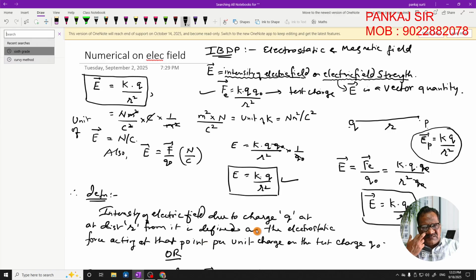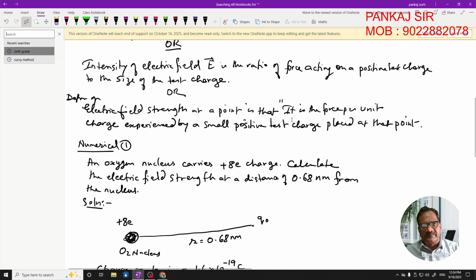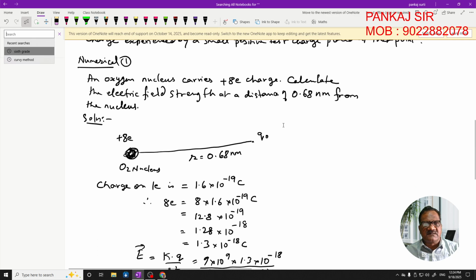Now based on this particular formula we are going to solve one numerical for today's session, and that numerical is this particular numerical. Okay, numerical number 1. We are going to solve some 3-4 numericals based on this or more also. So this is the first one.